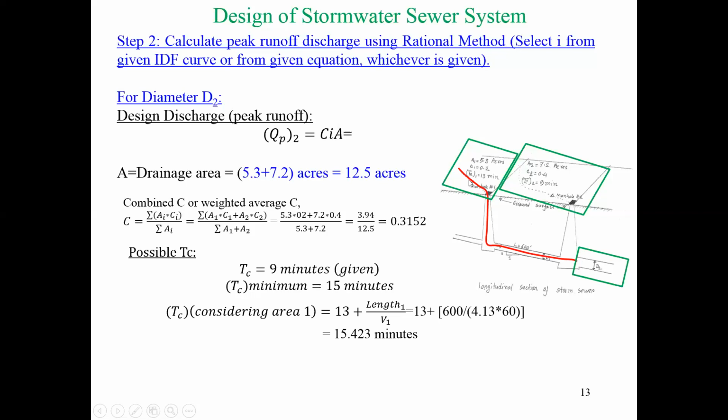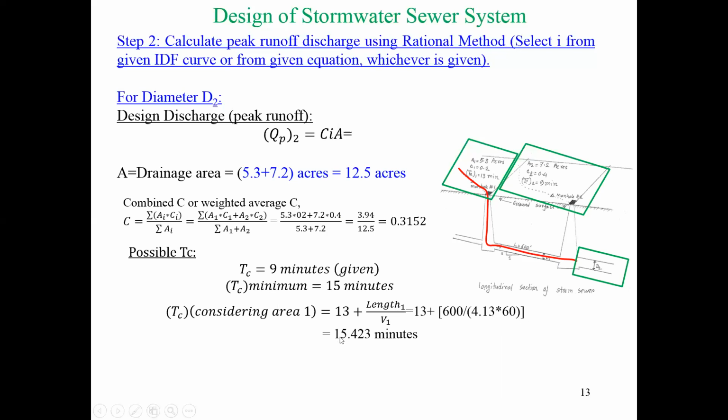We can calculate the travel path time here. So 13 is given, like from farthest point to this point, that is 13. And usually within manhole, this is very fast, so we can ignore that time. And from this point to this point, length is 600, and we know the velocity inside that pipe was 4.13. So we can actually get the time, length over velocity, 600 over 4.13. Since that was in feet per second, we can convert that into feet per minute.